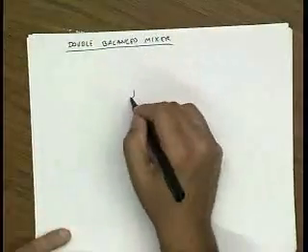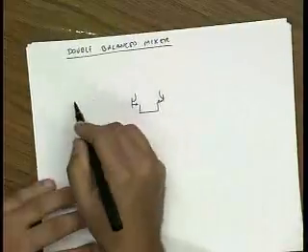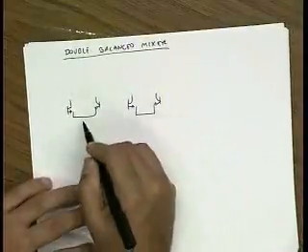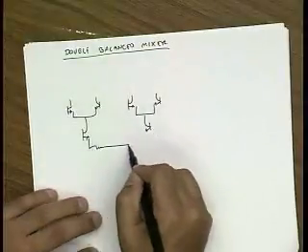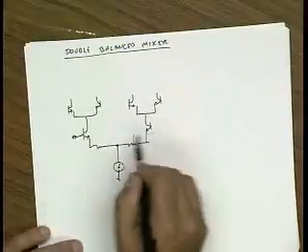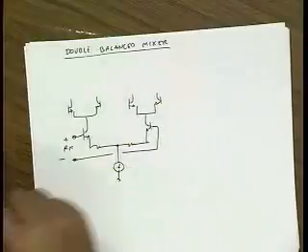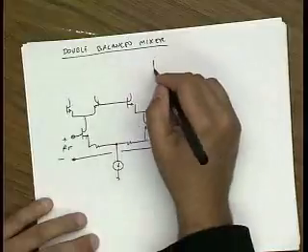And a double balanced mixer essentially is two differential pairs driven differentially. So it's a fully differential circuit. So this is the RF input. This is my, let me take the output single-endedly.